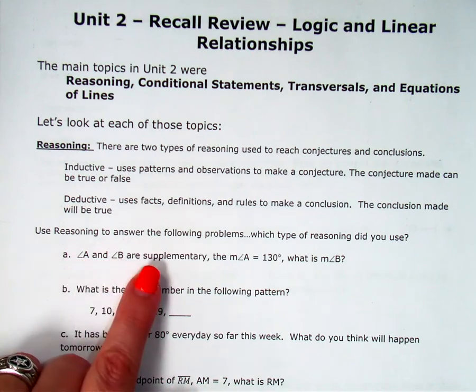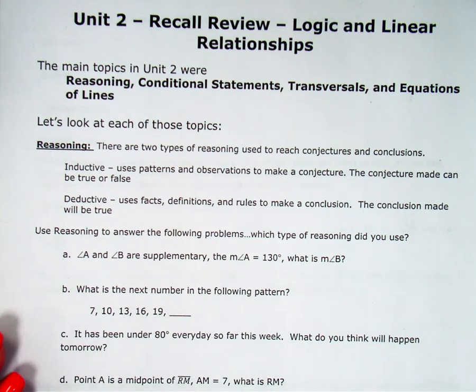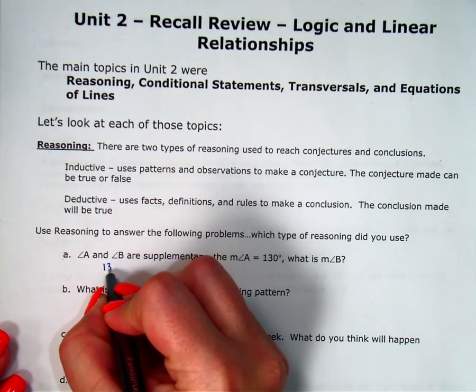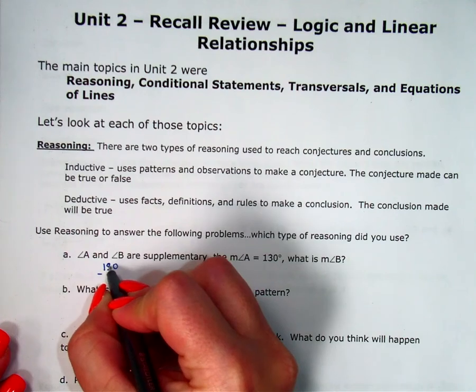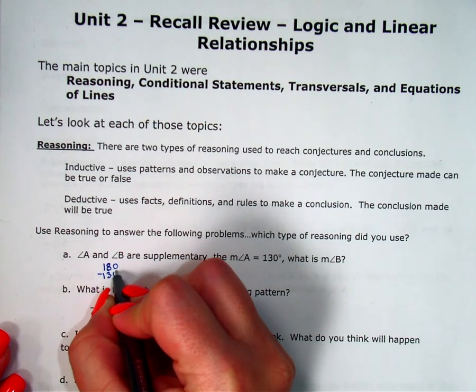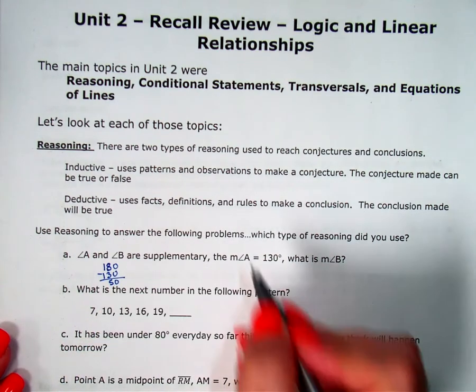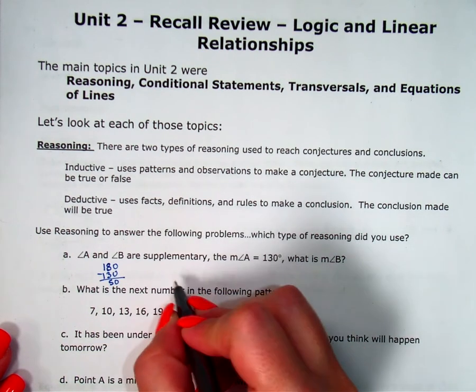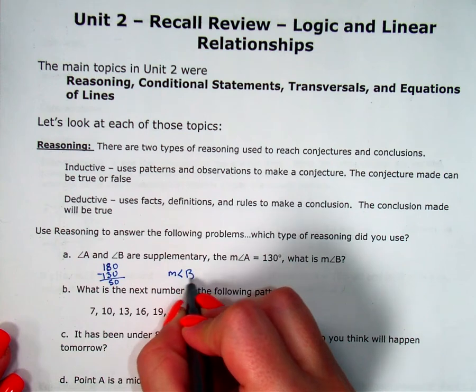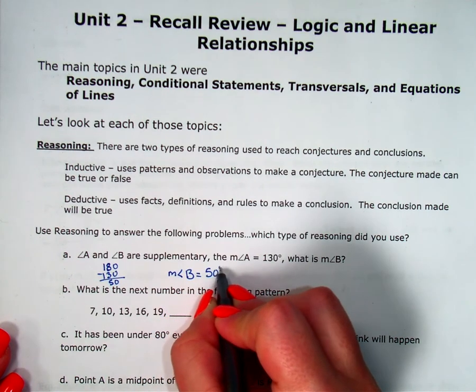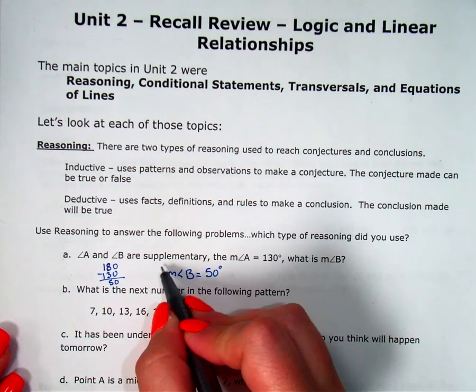Okay, well, I know the definition of supplementary says the two angles should add together to make 180 degrees. So if one of them is 130, I can do 180 and subtract my 130 to get 50 degrees left for the other angle. So if angle A is 130 degrees, then the measure of angle B has to be 50 degrees. Okay? So that is my answer.